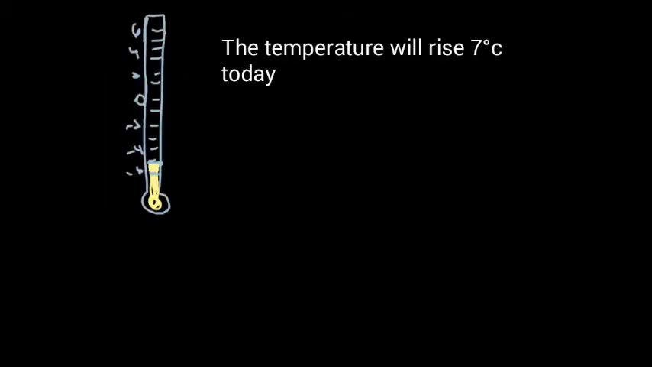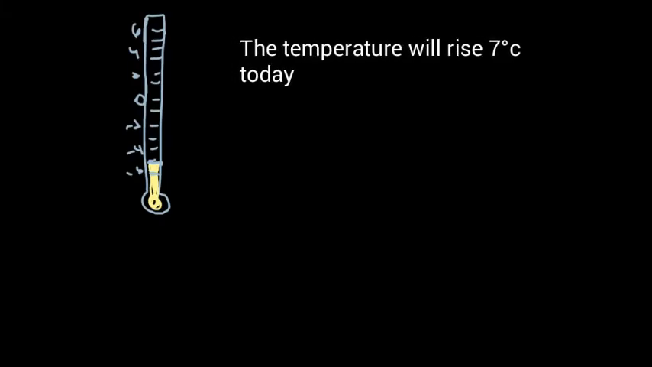Alright, so let's look at one involving temperature. Looking at that thermometer there, I can see that it is between -4 and -6 degrees outside. So that would make it -5 degrees is what it currently is. And then it says the temperature will rise 7 degrees Celsius today. So that's going to be -5 plus 7. So what's the temperature going to be today?